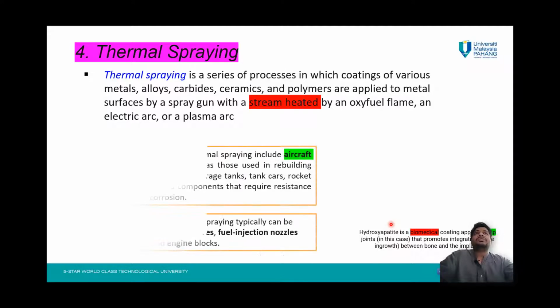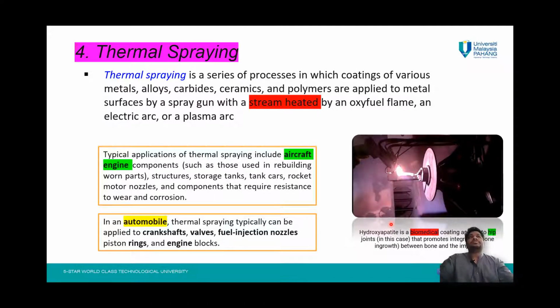So here is an example of basically biomedical coating. Okay, and that coating is applied to a hip joint. You can see you've got a hip joint, and the biomedical coating is hydroxyapatite. It is a calcium based coating, calcium phosphate coating, which is applied on the joint. So this helps in basically improving the integration and the compatibility of the implant into the body. We have got other applications such as in aircraft engines and automotive applications as well.